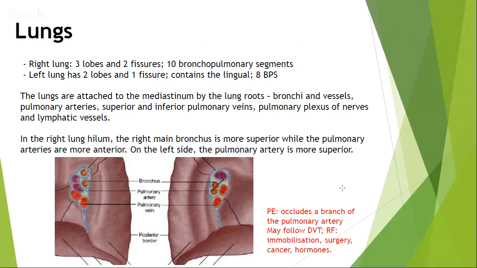What else is important here? In the right lung, at the right hilum, the right main bronchus is superior, while the pulmonary arteries are more anterior. So that's what this picture is showing you here. Whereas on the left side, the pulmonary artery is more superior.